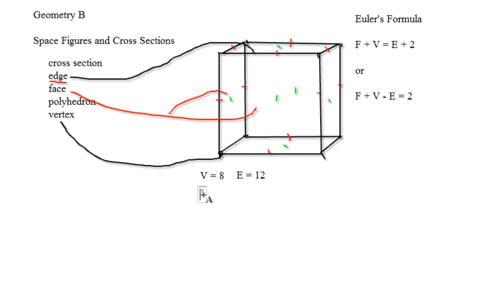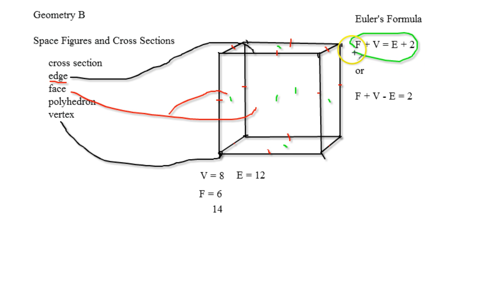Now, if you notice something about this, if I take the vertices and the faces and add those, I'm going to get 14, which is exactly 2 more than the edges. Well, guess what? You just recognized a famous formula by Leonhard Euler back in Switzerland, which works for any space figure that you can actually draw.